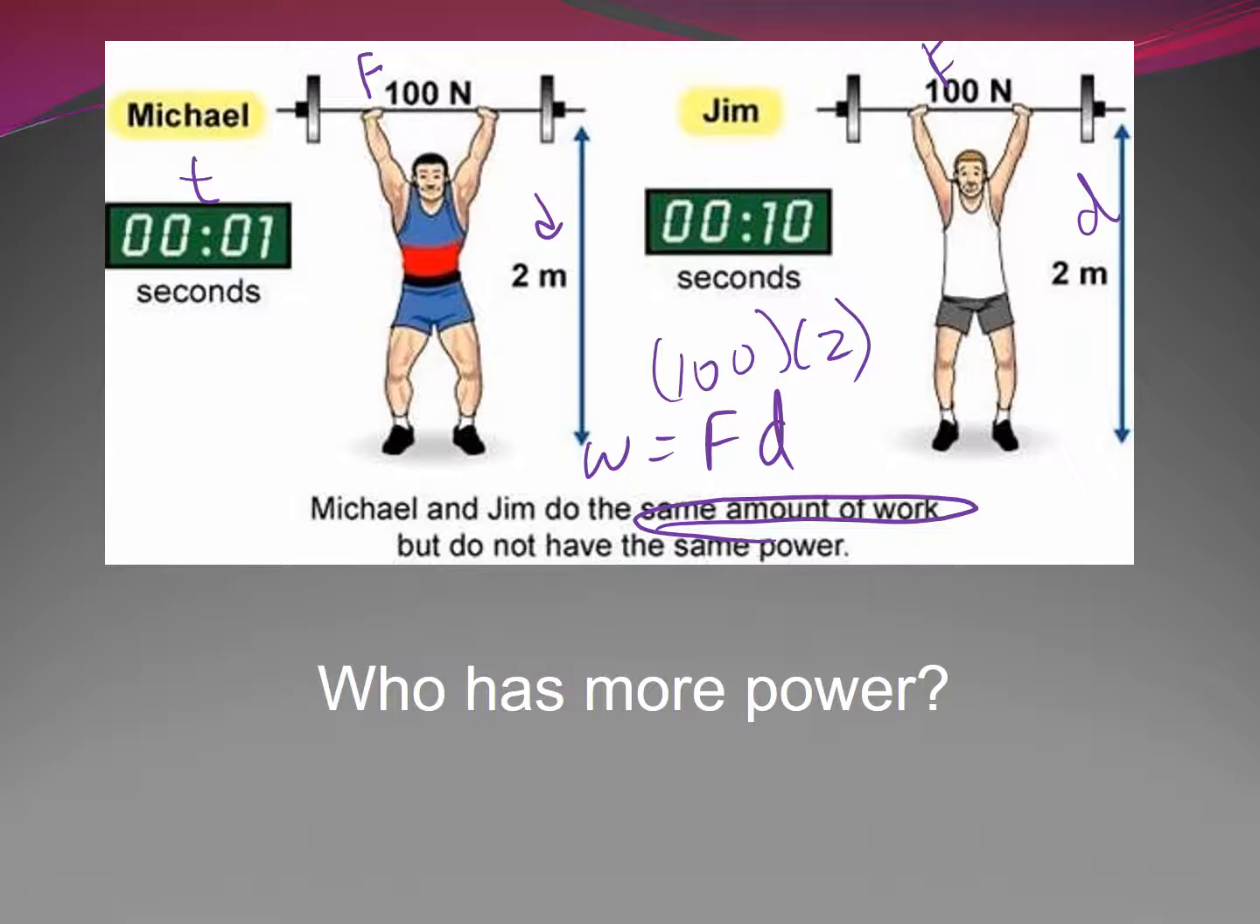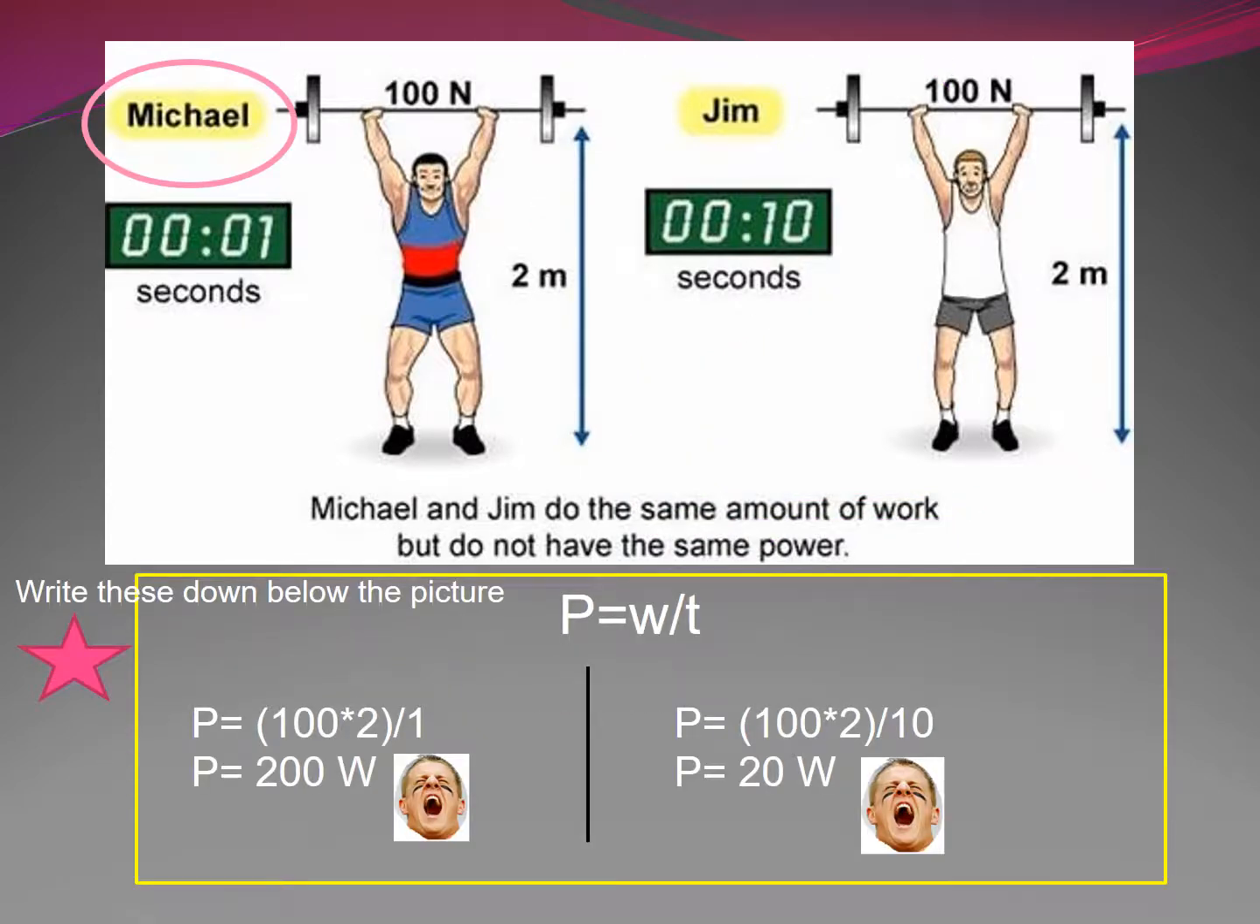They both do the same amount of work, but the only difference here is time, just like we said in the beginning. So power is work over time, or remember, power is also equal to force times distance over time, because force times distance is work. So this is what we're using here. So the time here for Michael is 1 second. So 100 times 2 is 200 divided by 1, 200 watts on the left. As opposed to Jim, same amount of work, but divided by 10 seconds, that's going to give me a lower power. So this is why Michael on the left here wins and has more power.